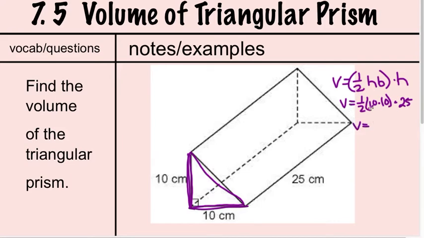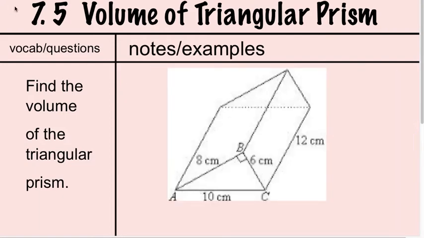So this one we can almost do in our head. 10 times 10 is 100. Half of 100 is 50. And then 50 times 25. 50 times 25 gives us a volume of 1,250 centimeters cubed. It's just the same thing over and over again.